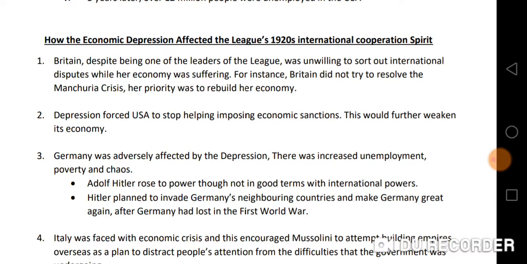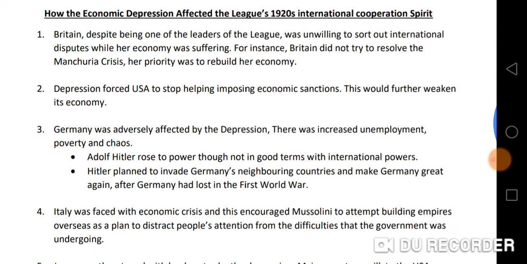And the second is that we see that depression forced the USA to stop helping impose economic sanctions. This would further weaken its economy. And third is that Germany was adversely affected by the depression. There was increased unemployment, poverty, and chaos in Germany.